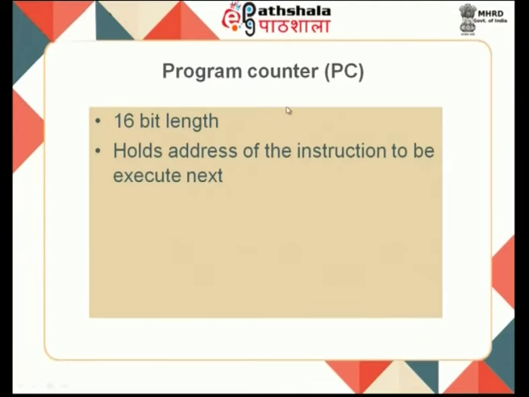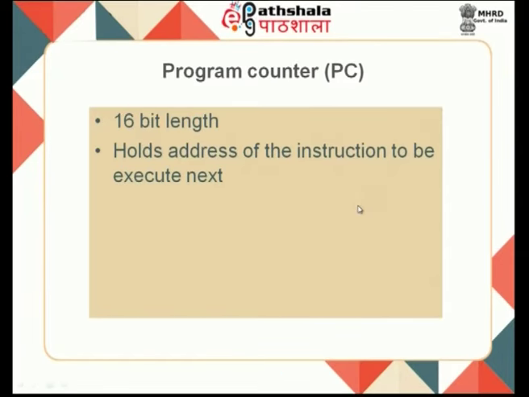But the program counter is 16-bit length. That means I can hold a 16-bit address in my program counter. If I am referring to a memory where only 8 bits are needed, that can also be accommodated inside the PC, because it has a 16-bit length. The address of the next instruction to be executed is always available in the program counter, usually called PC.